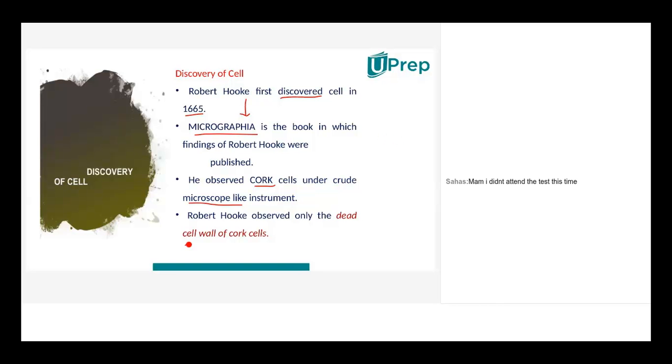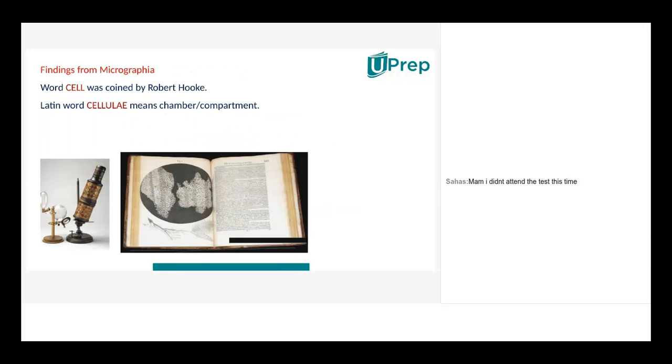The term cell, exactly the term cell, was not used by Robert Hooke. Being a Latin scientist, he used a word called cellula, that means chamber or compartment. In some books, they use the word honeycomb. If you see the picture over here, this is the actual reference page from Micrographia, the book written by Robert Hooke himself. So these are the honeycomb-like structures which he had observed under an instrument like this called a microscope at that time. What he observed was only the dead cell wall. The material is cork.